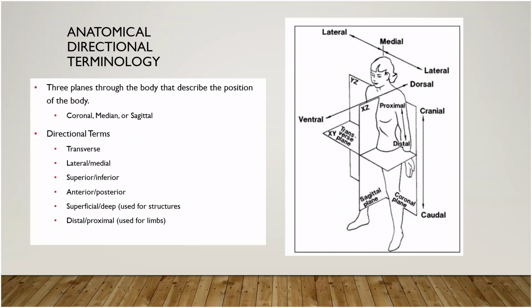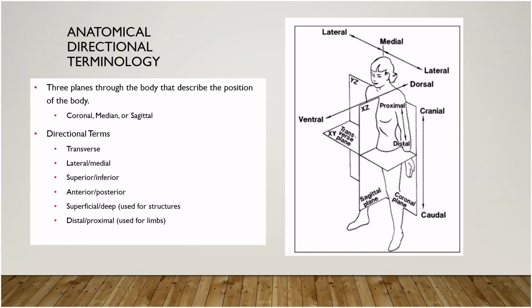Directional terms. So what direction are we talking about when we are looking at our body systems? We have transverse, which is horizontal, lateral, which are the sides, medial, which is going down the middle, superior towards our head, inferior towards our feet, anterior front, posterior back. Superficial deals with our structures, the ones closest to our skin, our surface. Deep is more internal, going towards the middle of our body. So the muscles and lower.